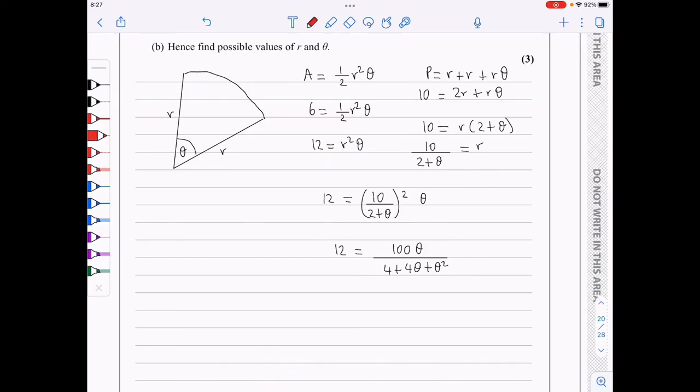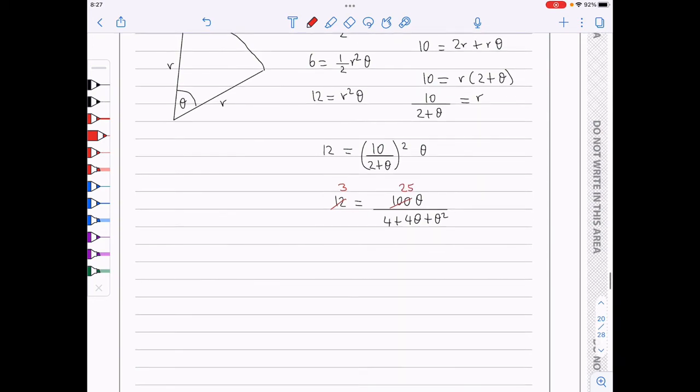I will simplify: 12 divided by 4 is 3, and 100 divided by 4 is 25. And now we'll cross multiply to obtain that 12 plus 12 theta plus 3 theta squared is 25 theta. So 3 theta squared minus 13 theta plus 12 is 0, as required.